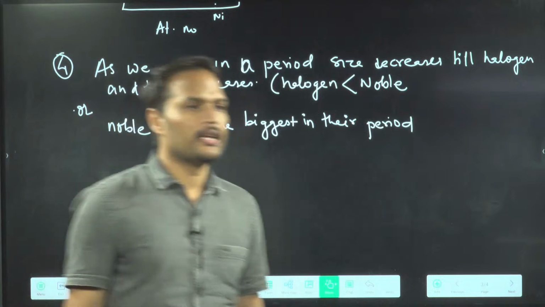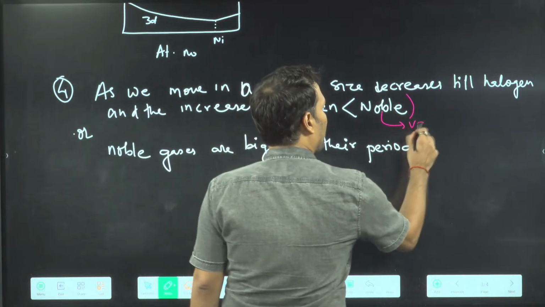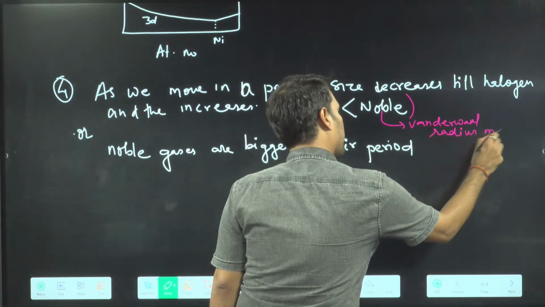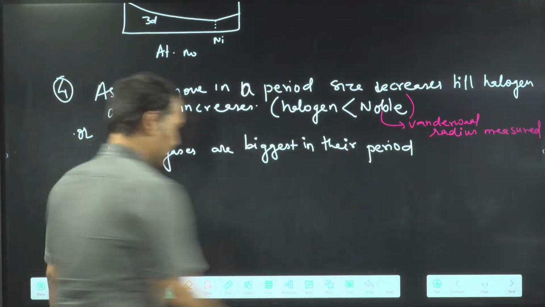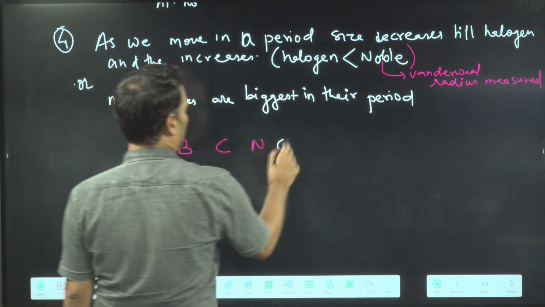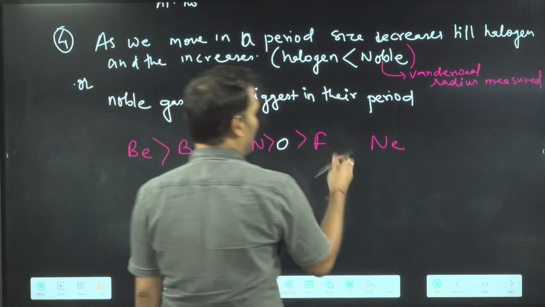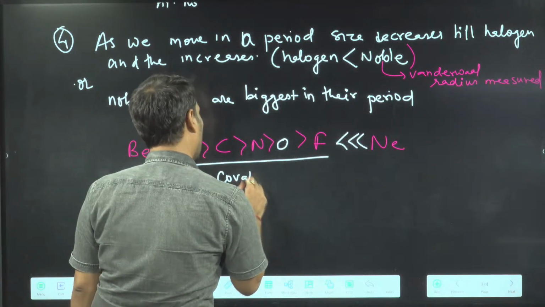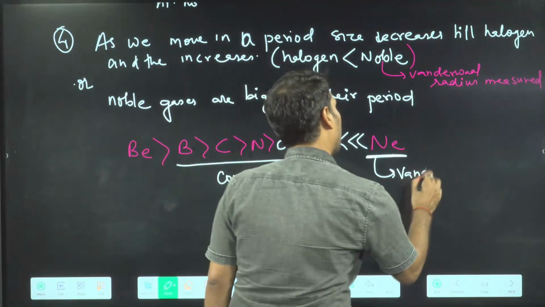Yes. Why? Because in the case of noble gases, we are measuring van der Waals radius. Van der Waals radius is measured. Now what? This comparison is not good. See, I will write here. This is your beryllium, boron, carbon, nitrogen, oxygen, fluorine, and neon. Size is decreasing. See here, size is decreasing. But here what happened? Size increased. In the rest of the cases, you were considering covalent radius. But in neon, you considered van der Waals radius.